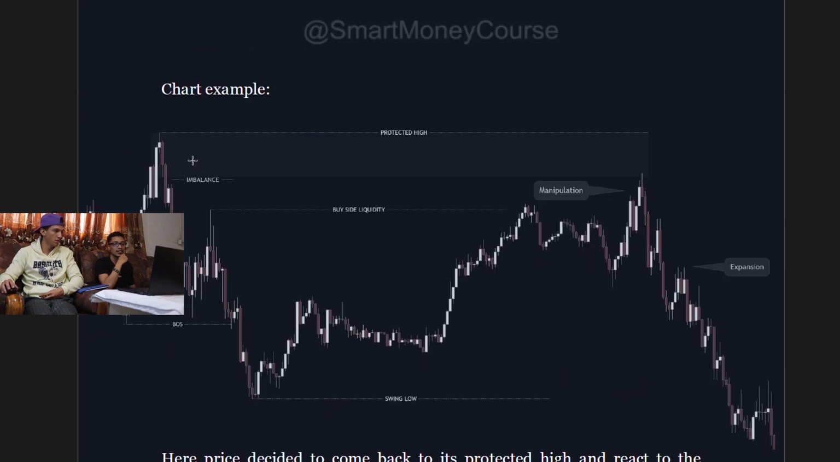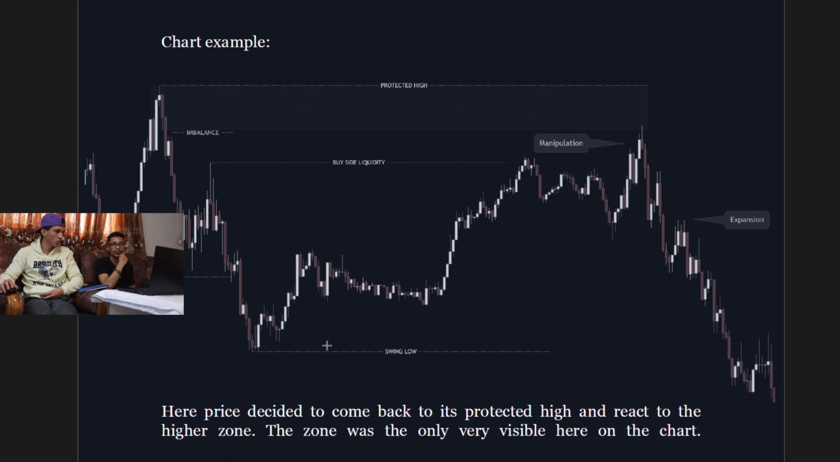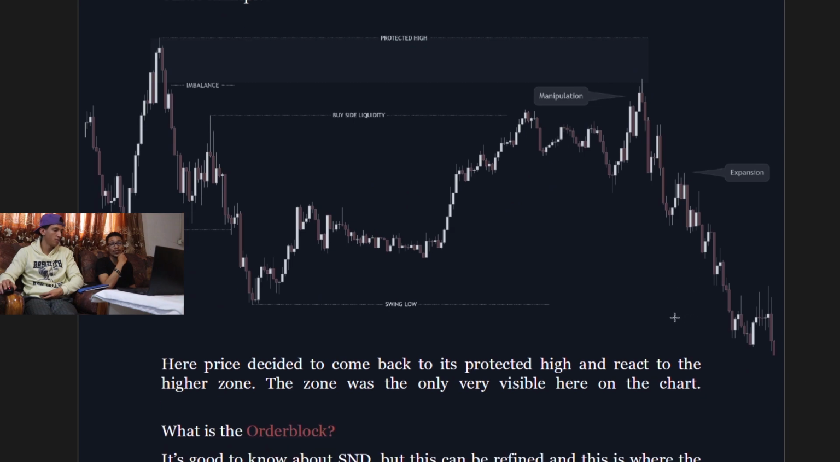You can see there's the imbalance, the protected high. There we just have your sell side liquidity. This one could protect the high, and this is your swing low, break of structure, momentum which falls to your liquidity side. I would say this is also a chapter you should really pay attention to.